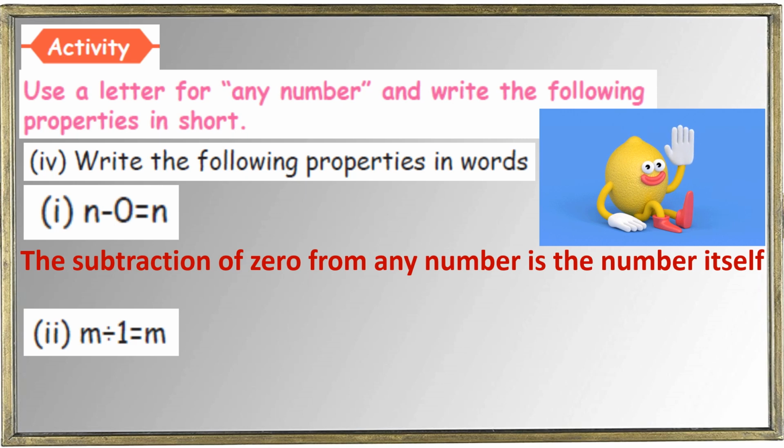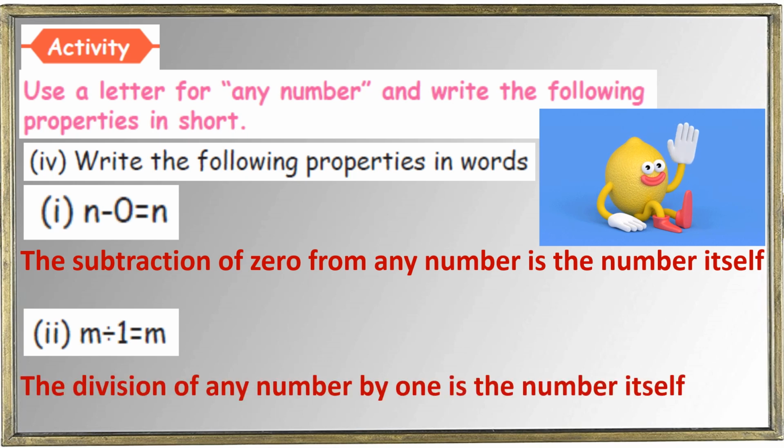Come to the second one. m divided by 1 is equal to m. That means 9 divided by 1 is equal to 9 only. 5 divided by 1, yes, 5 only. So the division of any number by 1 is the number itself.